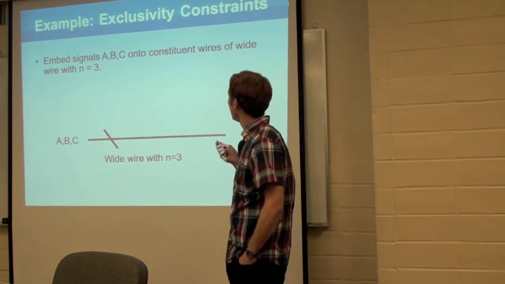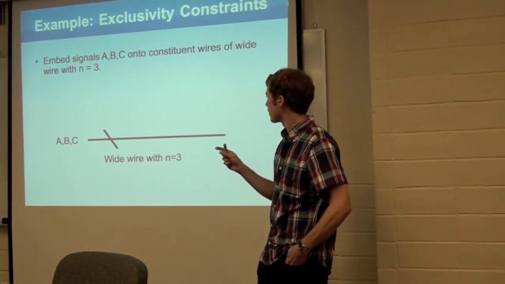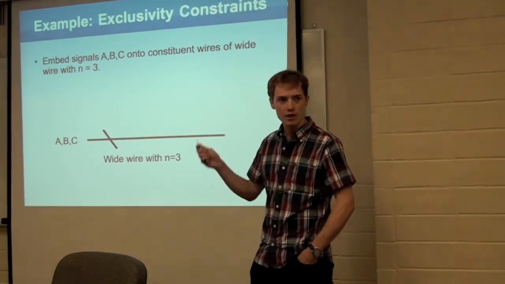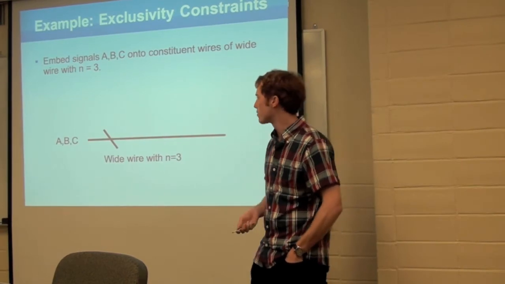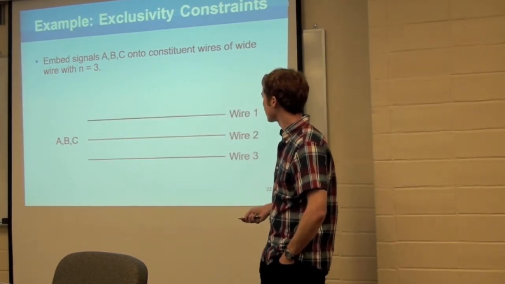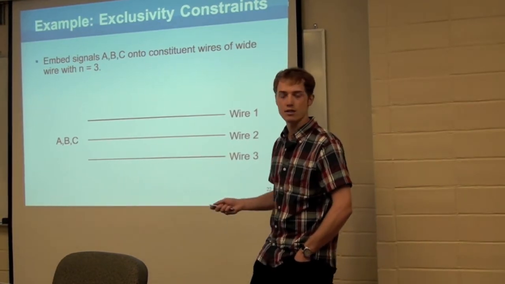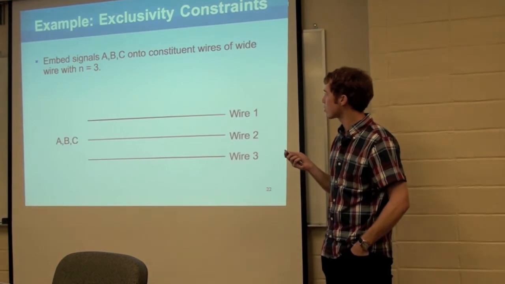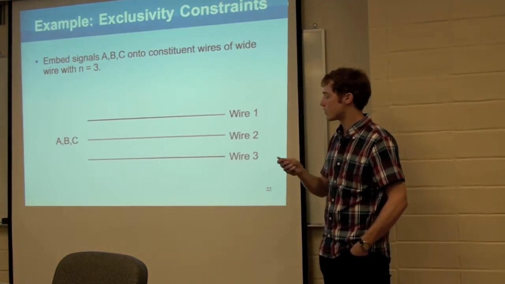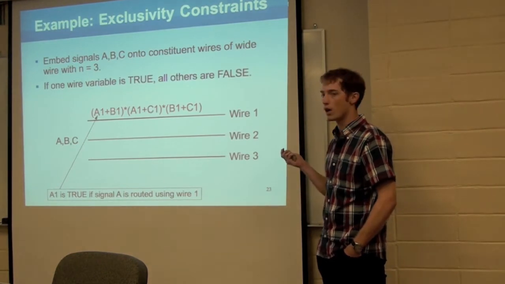Okay, so here's an example of an exclusivity constraint. This is a subset of the overall problem, and we do this all across the FPGA. We have one wide wire with n equals 3, which means that 3 signals can be put onto it. So wires 1, 2, and 3, and we want to put signals A, B, and C onto these wires. We want to make sure that no 2 signals use the same wire. So these are the constraints that we would generate for wire 1.